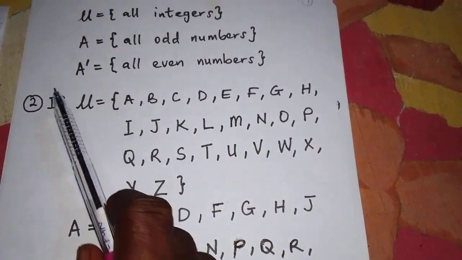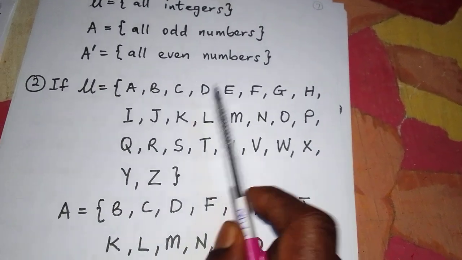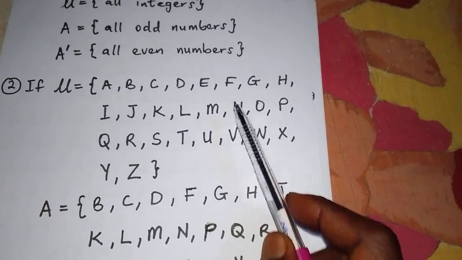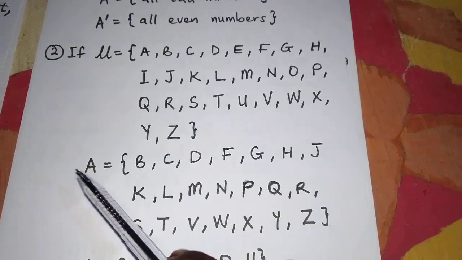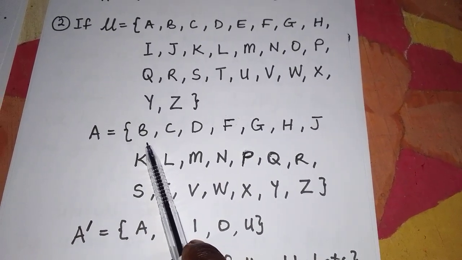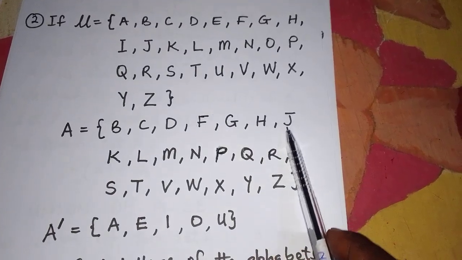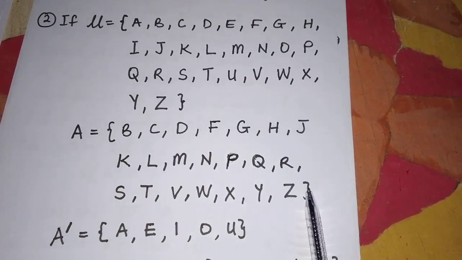Let's do another example. If in the universal set you have letters of the alphabet, A, B, C, D, E, F, like that to Z, and in set A you have consonants, you can say B, C, D, F, G, H, J. All these are consonants from the alphabet.